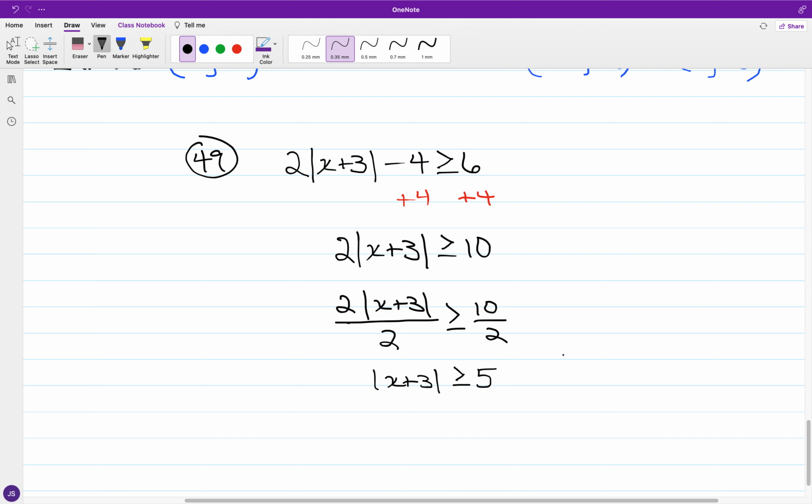Again, if the absolute value term is greater than or equal to a positive, non-negative constant, you're going to have 2 opposing inequalities. In the case of x plus 3, it could be increasingly negative, where x plus 3 is less than or equal to negative 5. Or it might be that x plus 3 will be increasingly positive, whereupon x plus 3 is greater than or equal to 5.